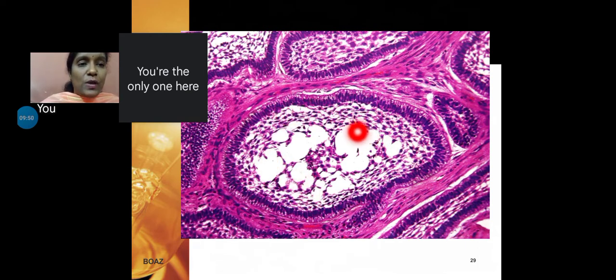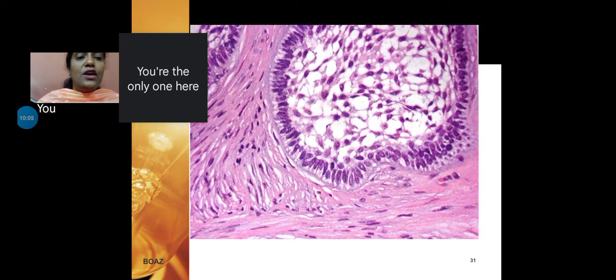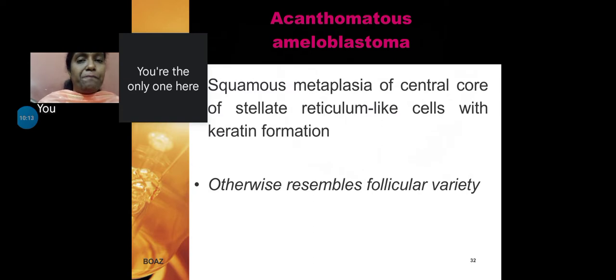Central cells, you can see that there is a lot of intercellular spacing and reticulate appearance. So they appear like stellate reticulum-like cells. So in between the follicles, you will see huge cystic spaces. Cystic degeneration can be appreciated. Again, see peripheral ameloblast-like cells and center stellate reticulum-like cells.